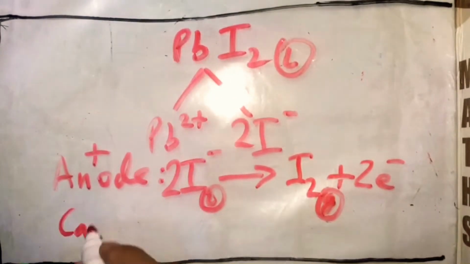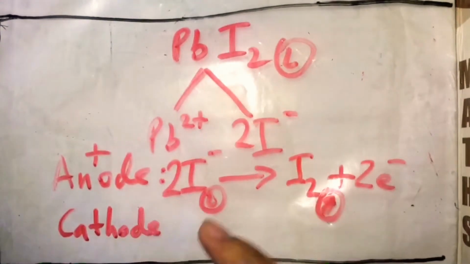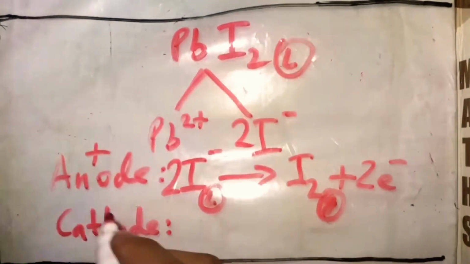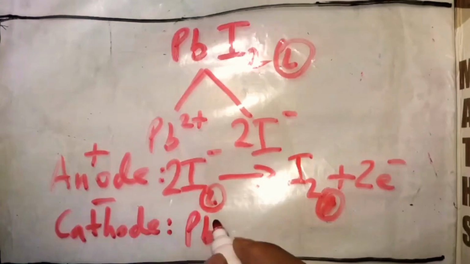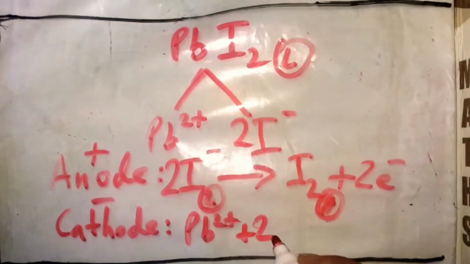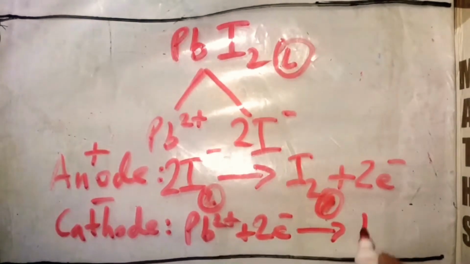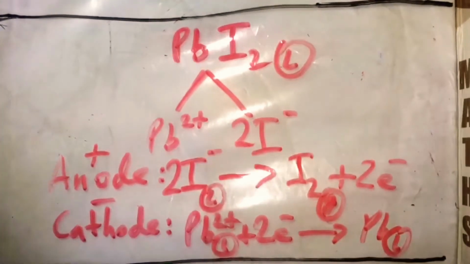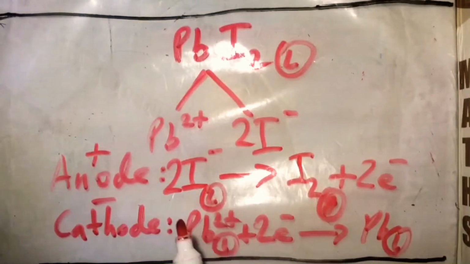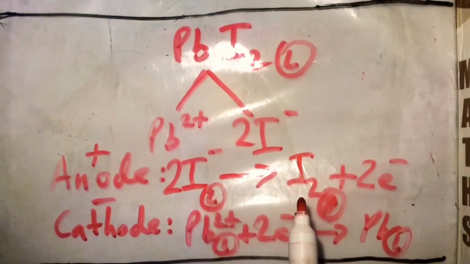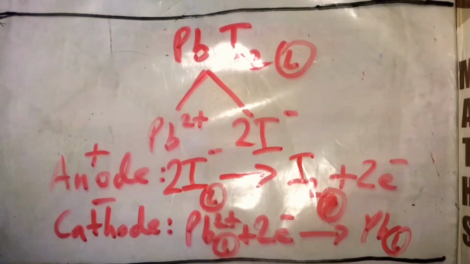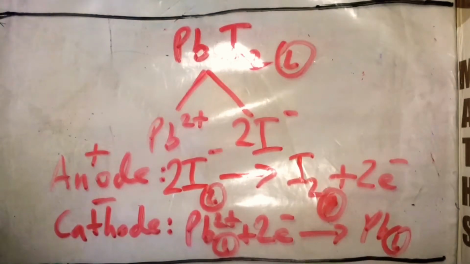At the cathode, lead ions will gain electrons and form lead. These are both liquid. Now at the anode, iodine being sublime will form purple vapors, and at the cathode, lead being a grey liquid will form a grey solution.